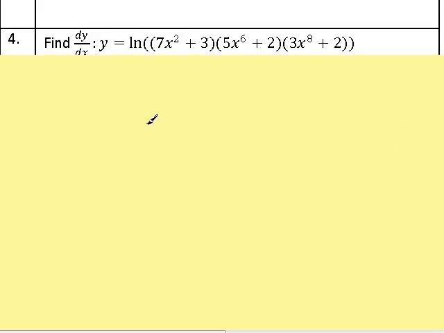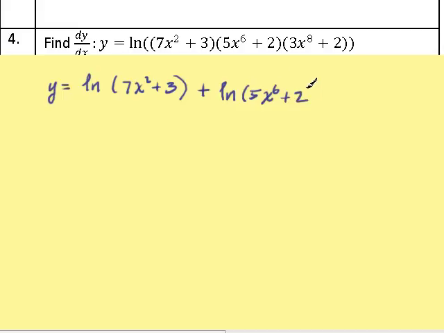In number 4, again, it makes sense to take advantage of the ln properties. We're going to expand. So we have y equal to ln(7x squared + 3) plus ln(5x to the 6 + 2) plus ln(3x to the 8th + 2).